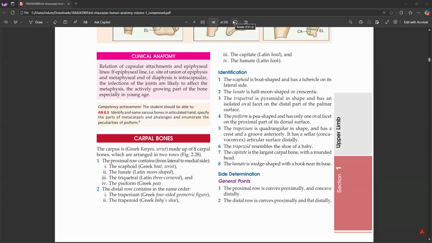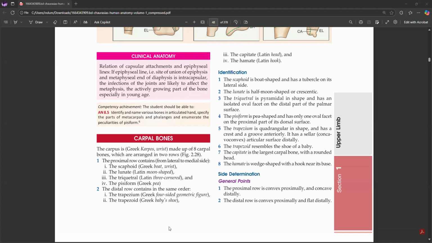Today we'll be continuing our chapter number 2 of Bones, Human Anatomy from B.D. Chaurasia, and we'll continue from carpal bones. So let's get started. The carpus is made up of 8 carpal bones which are arranged in 2 rows, figure 2.28.